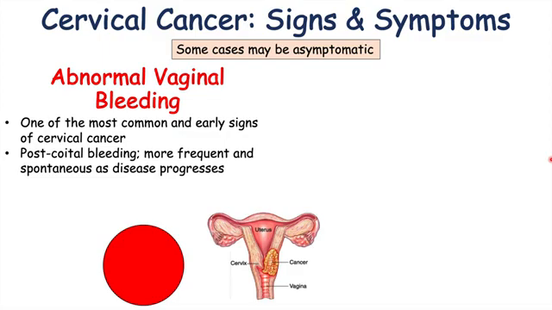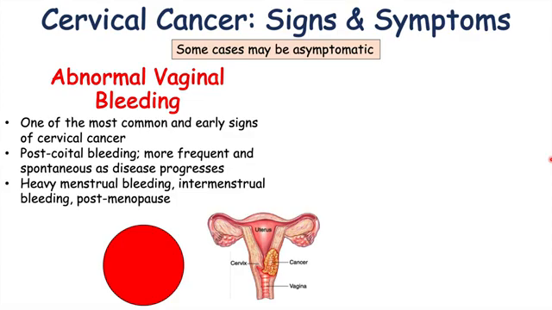Over time, though, this abnormal vaginal bleeding will become more frequent and spontaneous as the disease progresses. This will show up as heavy menstrual bleeding. So menstrual bleeding, or patient's period, will become heavier. They may also have intermenstrual bleeding, meaning that there is bleeding, spotting, or heavier bleeding between periods. Or if a woman is postmenopausal, if they have postmenopausal bleeding, that is going to be abnormal vaginal bleeding as well. So you can imagine the reason why this occurs is that if there is a growing cancer on the cervix, it can become eroded and ulcerated from the cancer, and cause bleeding.